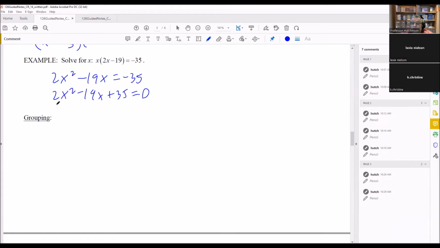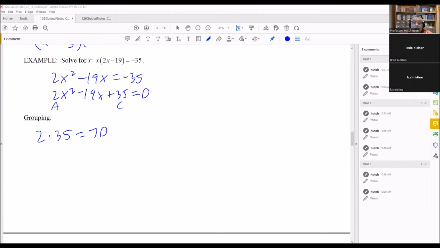The grouping method means that you take the AC method, you're going to take these 2 numbers and multiply them together. 2 times 35 is equal to 70. What I want to do now is find 2 numbers that multiply to make 70 and add to be negative 19. Now, if I need to get the middle number to be negative, that means most likely both these numbers are going to have to be negative. So negative 2 times negative 35 does equal 70, but they don't add up to be negative 19. So I'm going to keep on going.